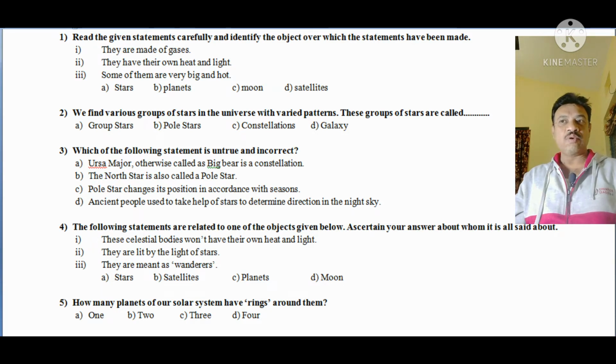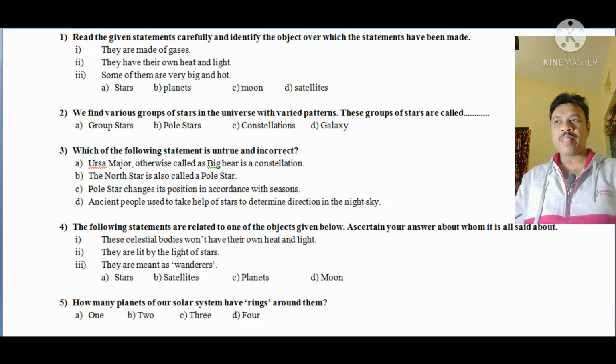The North Star is also called the pole star. That is also true. Third, the pole star changes its position in accordance with the seasons. No, it is impossible. Since it is called the North Star or the pole star, it remains constant. It never changes its direction. So your answer should be C. That is the only incorrect option here. And ancient people, even earlier, used to see the position of the stars in the night sky, and accordingly they used to find out the directions. That is also true.